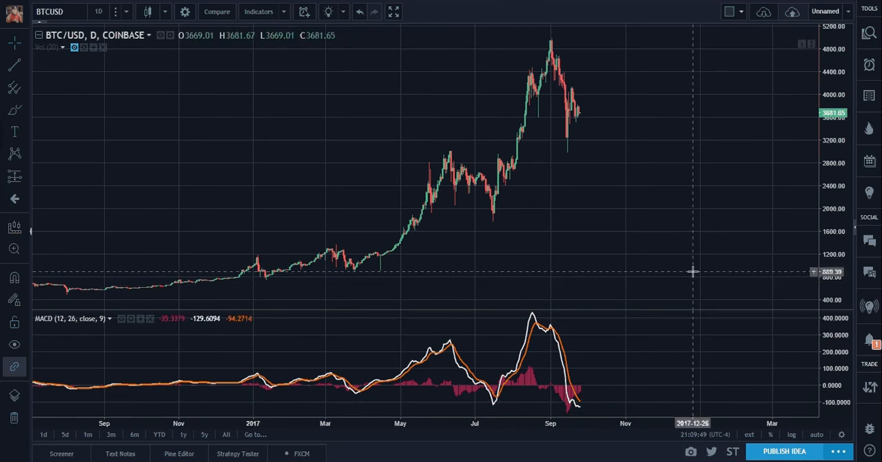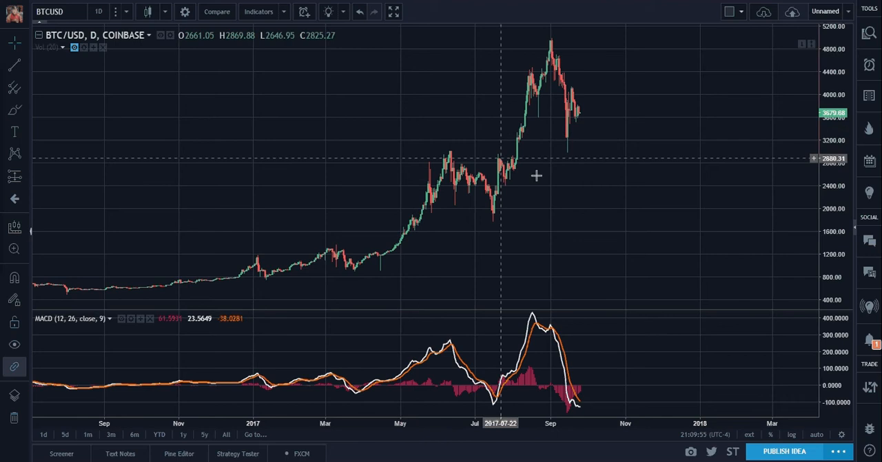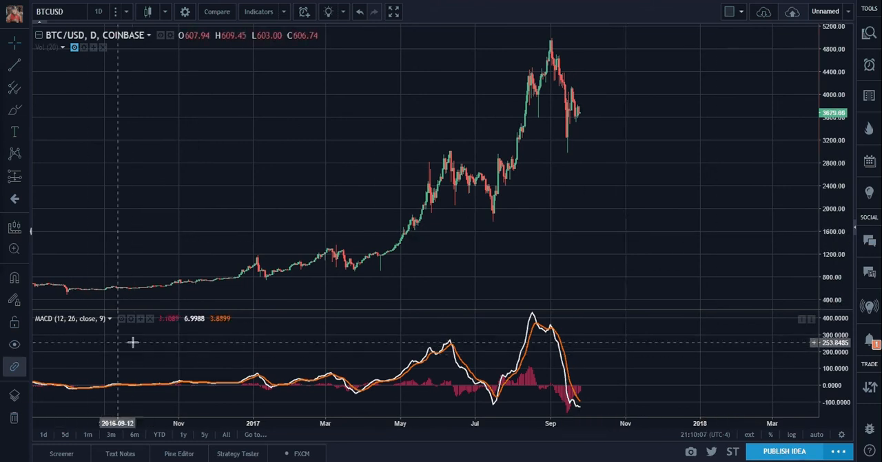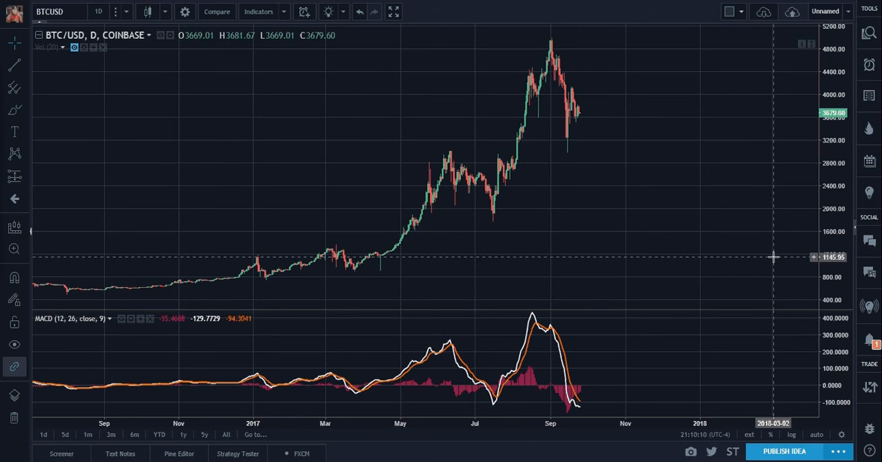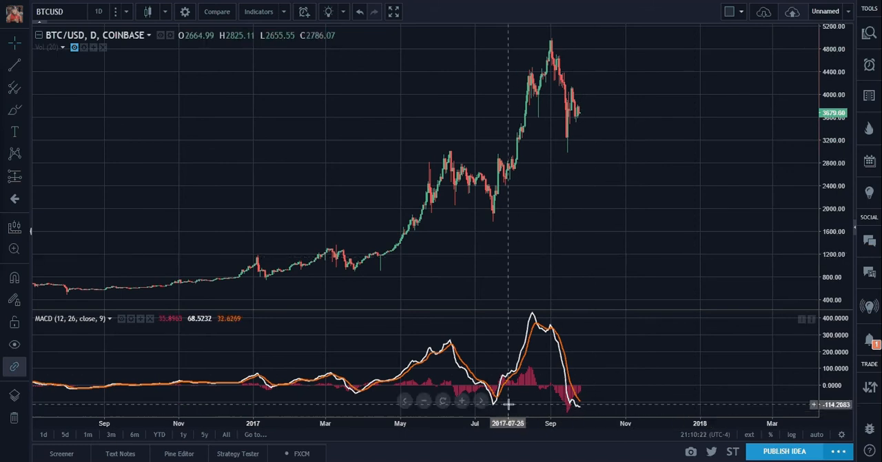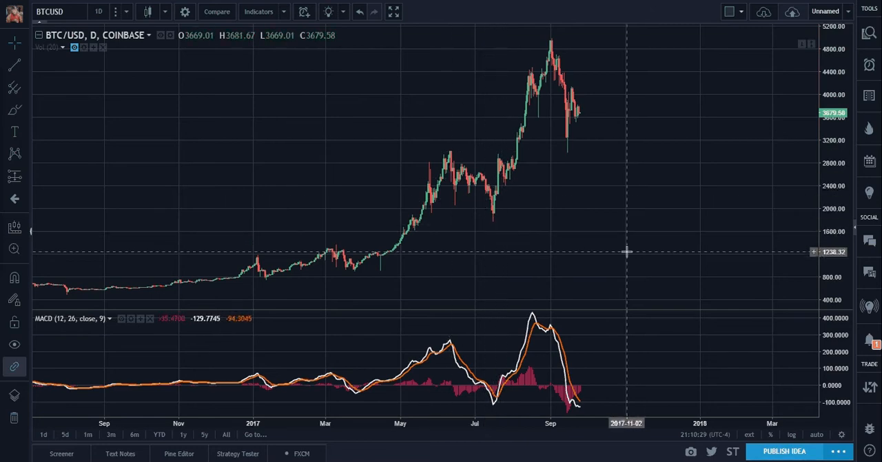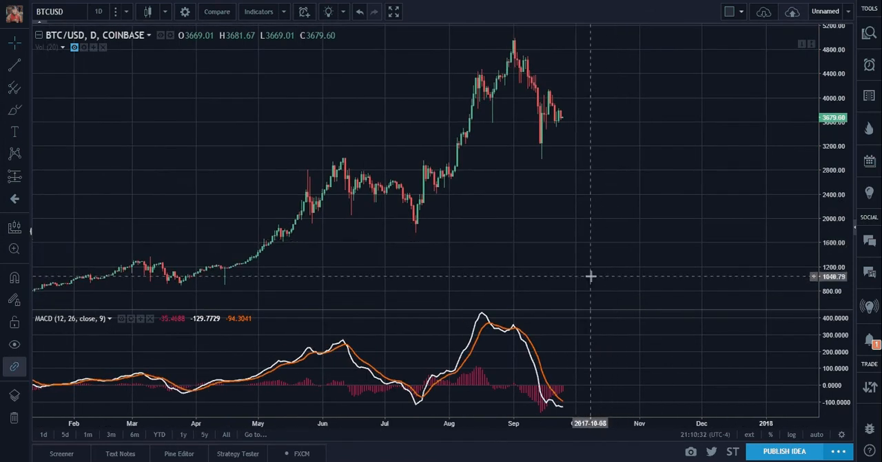Okay, so here is the daily chart for Bitcoin to USD. And I want to point out that the MACD indicator that I'm using is at a pretty oversold level. It's lower than the prior. This was wave 4. And if it wants to go any lower, it could.